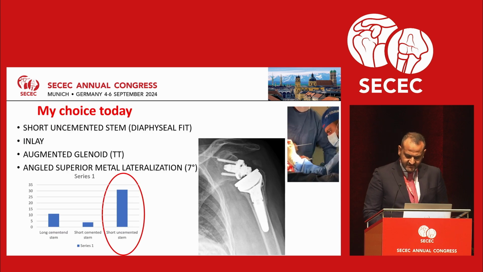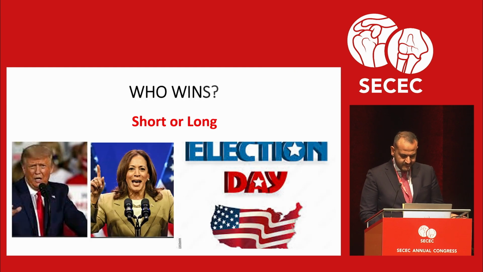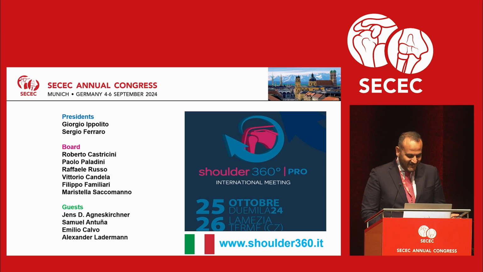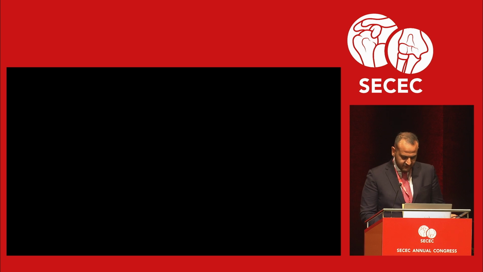My choice today for fracture is a short stem with diaphyseal fit, inlay with augmented glenoid and angled superior lateralization of 7 degrees. Who wins? I don't know. I invite you to La Mezzia Terme in Italy, to the International Congress meeting Shoulder 360.